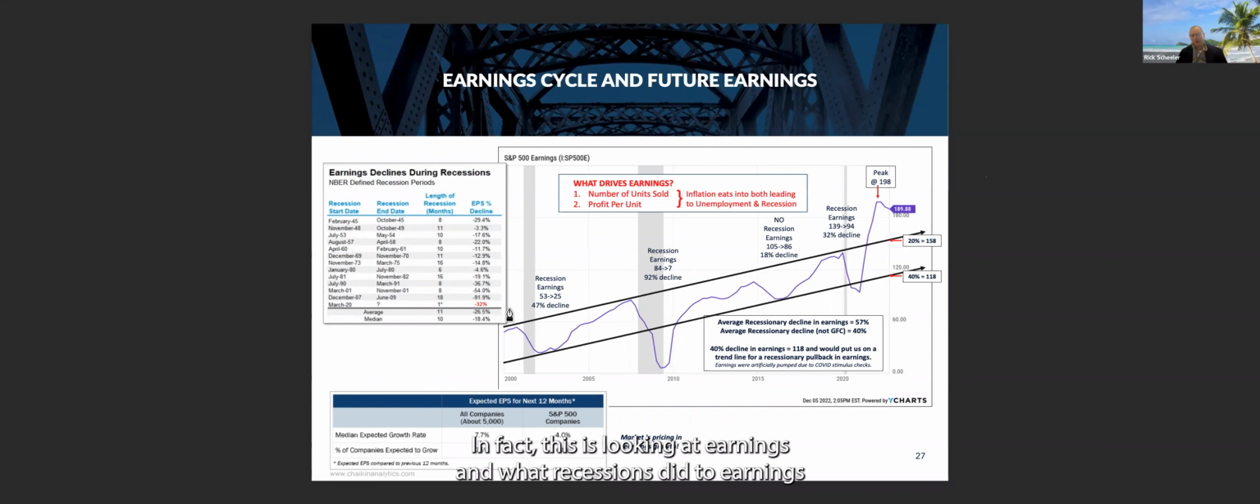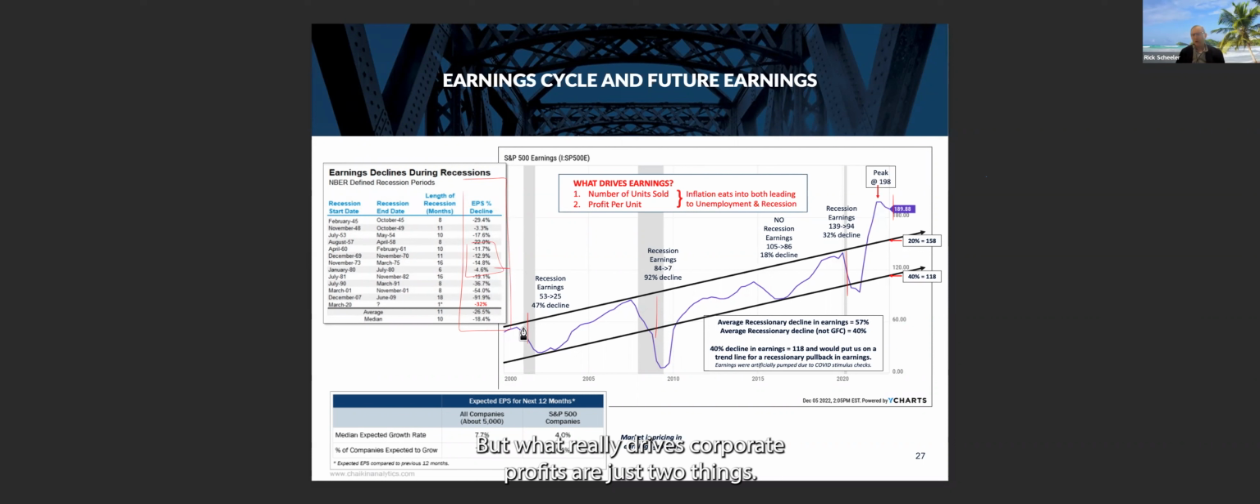In fact, this is looking at earnings and what recessions did to earnings going back to 1945. And you'll notice every single time it brings earnings down. In January of 1980, that recession only brought it down by 5%. In the 60s, even though some of those recessions were really bad, you're looking at only negative 10, 14, 5, 12. So some are calling for only a 10% decrease in earnings, but that would be below average. So we'll see what happens.